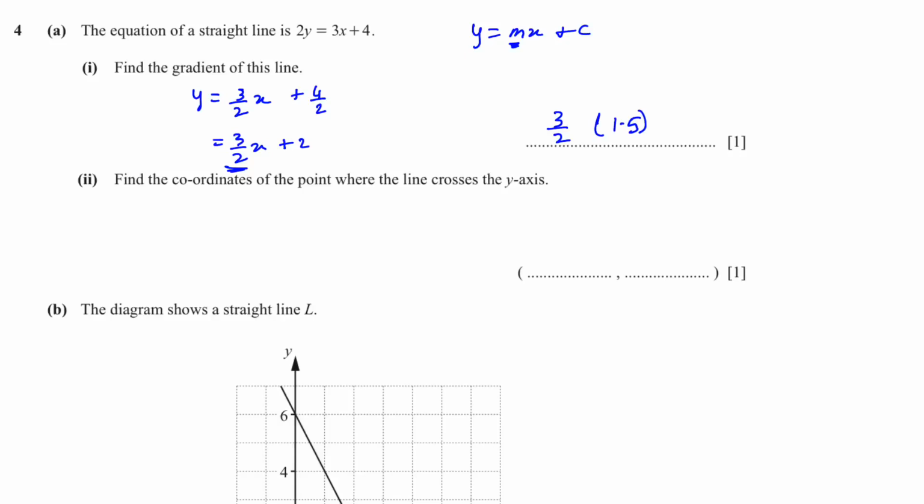Find the coordinates of the point where the line crosses the y-axis. When it crosses the y-axis, this is the point. And here your x is going to be 0 and your y will be your c. So x is 0 and y is 2. We already found our y-intercept here.